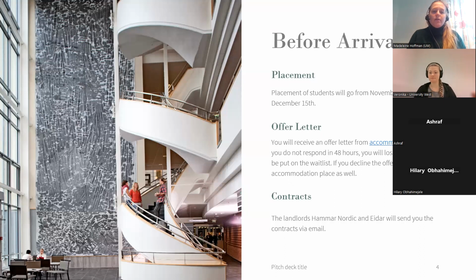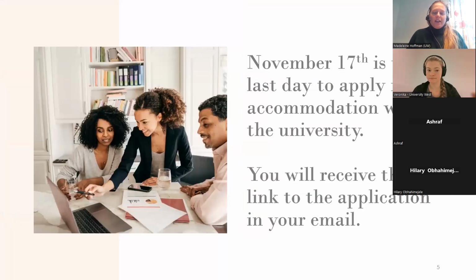And then you can see what your contract entails and all the more details regarding your accommodation and also payment instructions. So again, November 17th is the last day to apply for accommodation with the university. You will receive an email again with the links. So please check your emails so you don't miss out on this.